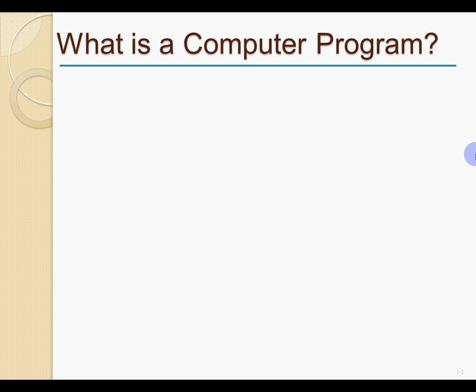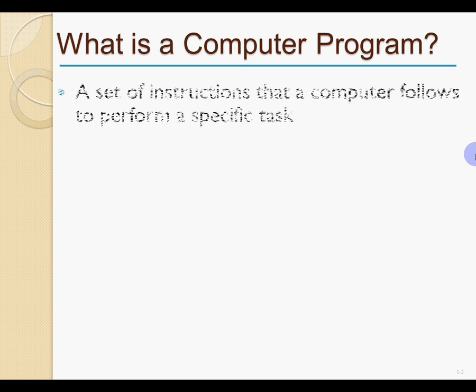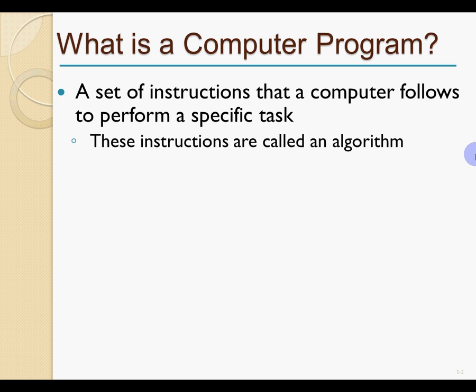So first off, what is a computer program? Well, a computer program is essentially a set of instructions that a computer follows to perform a very specific task. Those instructions are something that we call an algorithm. Now we've already created a number of algorithms over the past couple of days in our flowcharts. Any one of those algorithms could easily be converted into a functioning computer program.